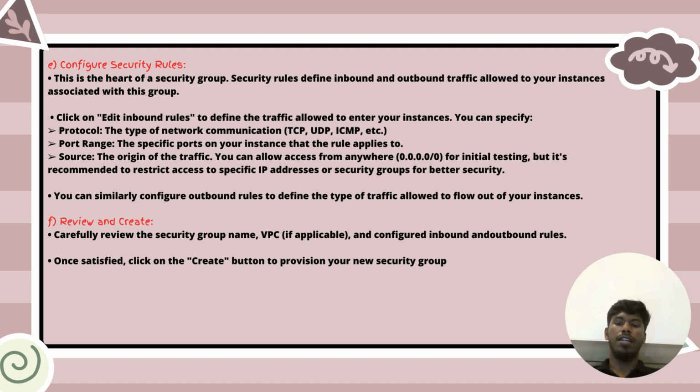Click on edit inbound rules to define the traffic allowed to enter your instances. You can specify the protocol, port range, and source. For protocol, the type of network communication. For port range, the specific ports on your instance that the rule applies to. For source, the origin of the traffic. You can allow access from anywhere for initial testing, but it's recommended to restrict access to specific IP addresses or security groups for better security. You can similarly configure outbound rules to define the type of traffic allowed to flow out of your instance.